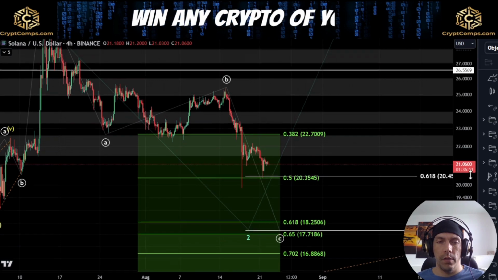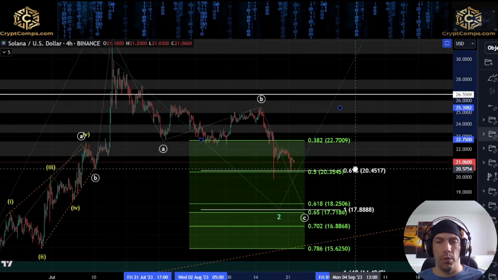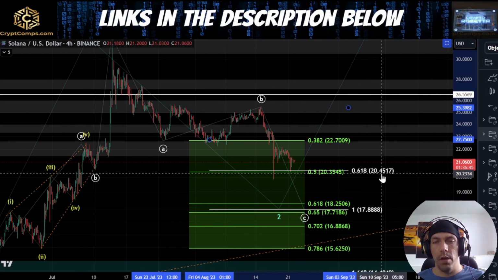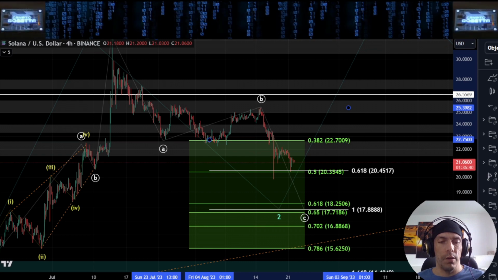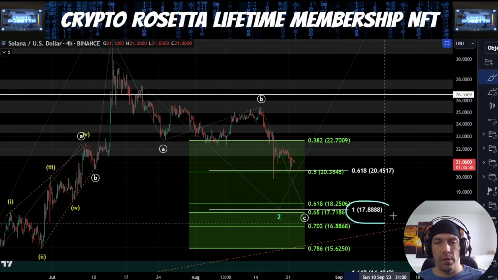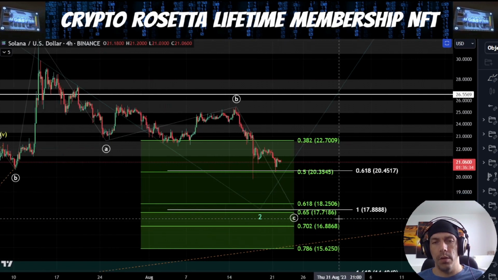Now, if this is the case, once again, we'd have to see how we react here, because we have come down to this 0.618 level of this A wave already, which would make this a viable point where we could see a turnaround, because we have met the minimum requirement. 1-to-1 would be 1788, which would also bring us back into this golden pocket level. So I'm going to be keeping an eye on that.